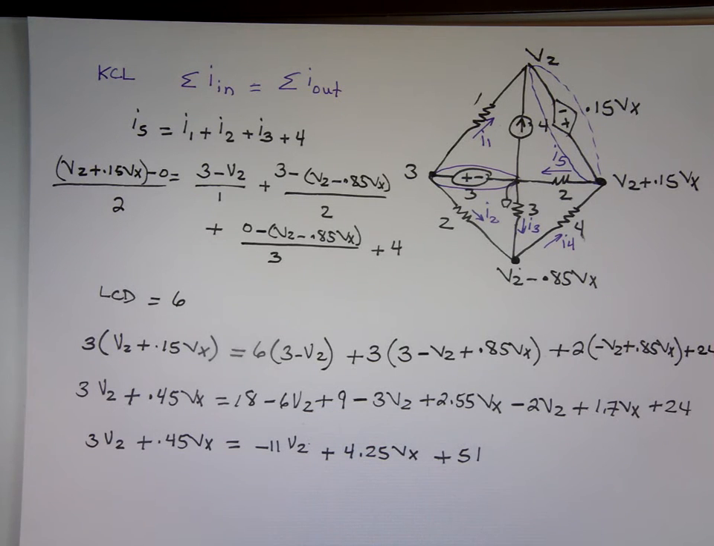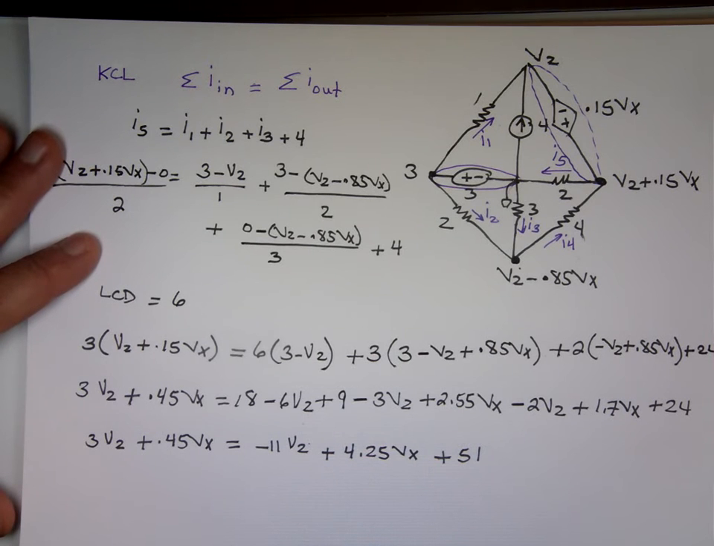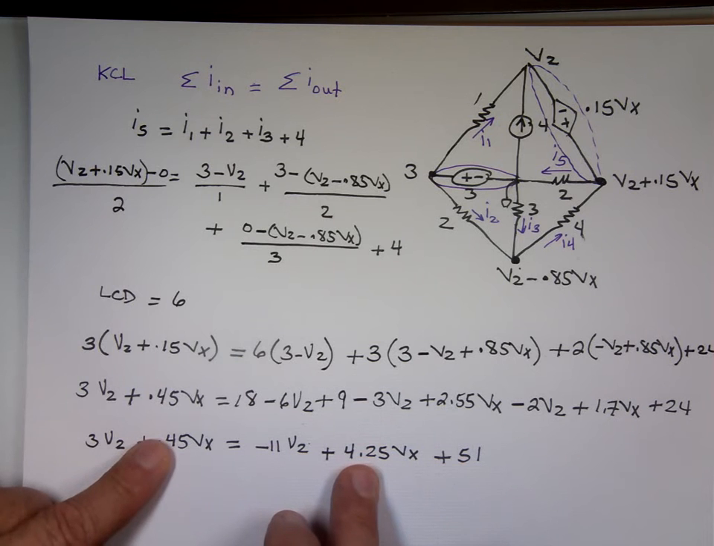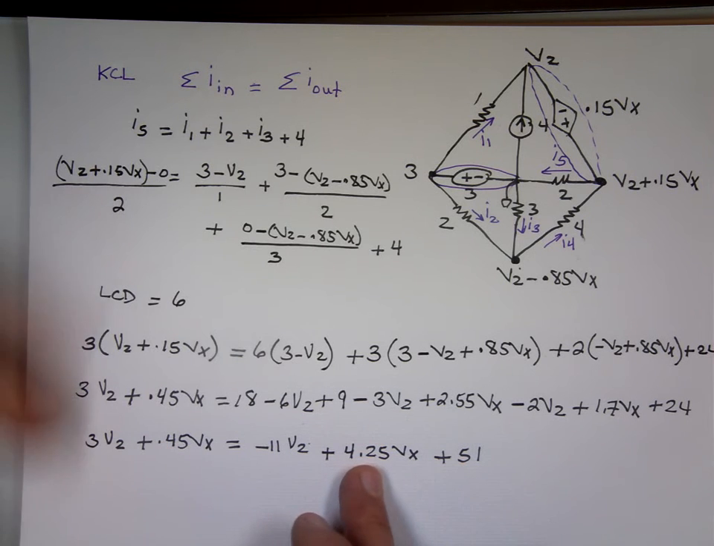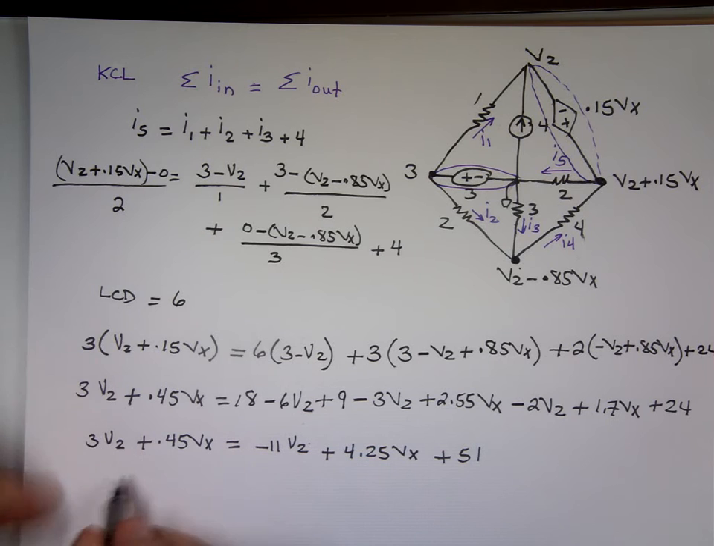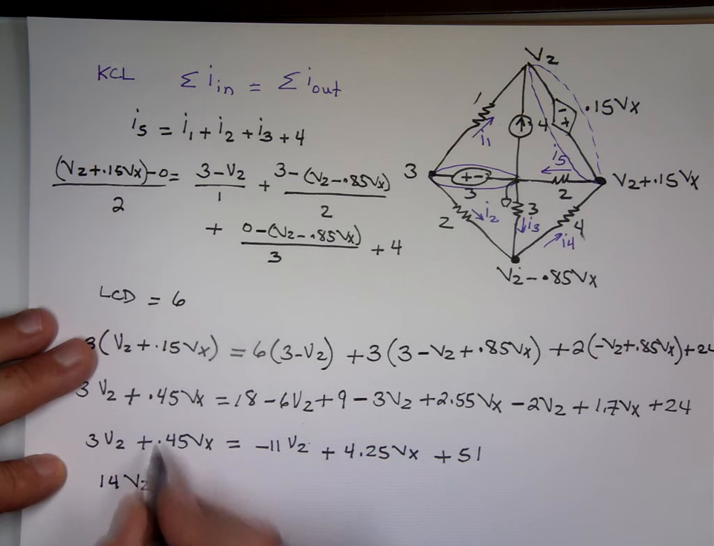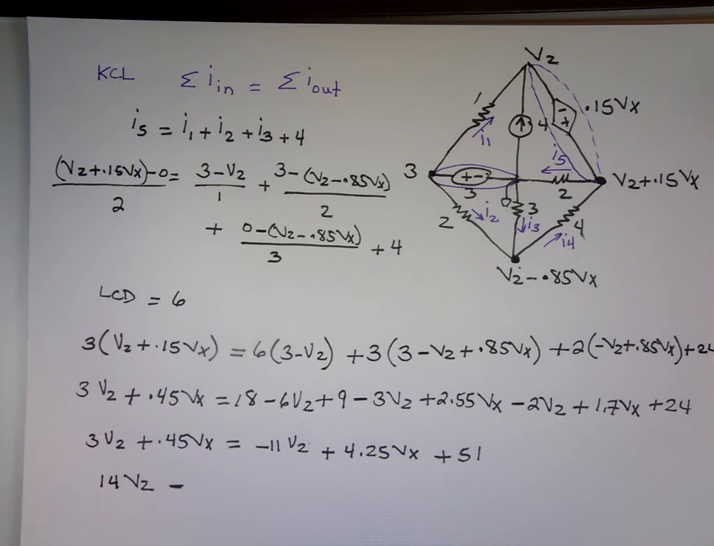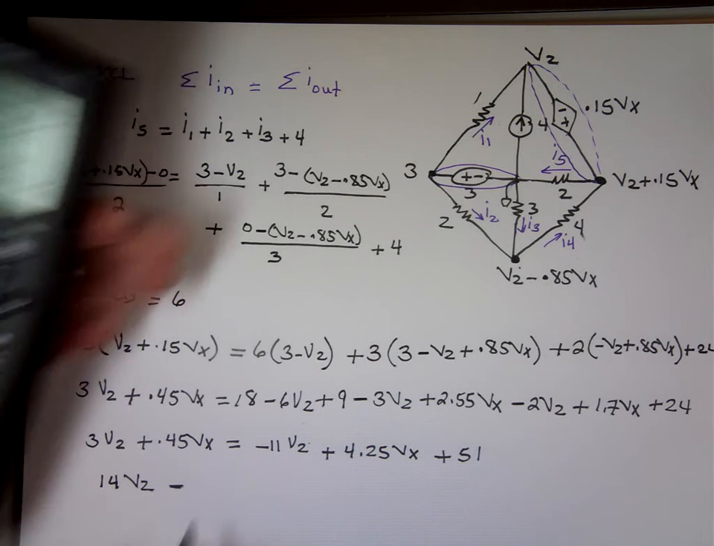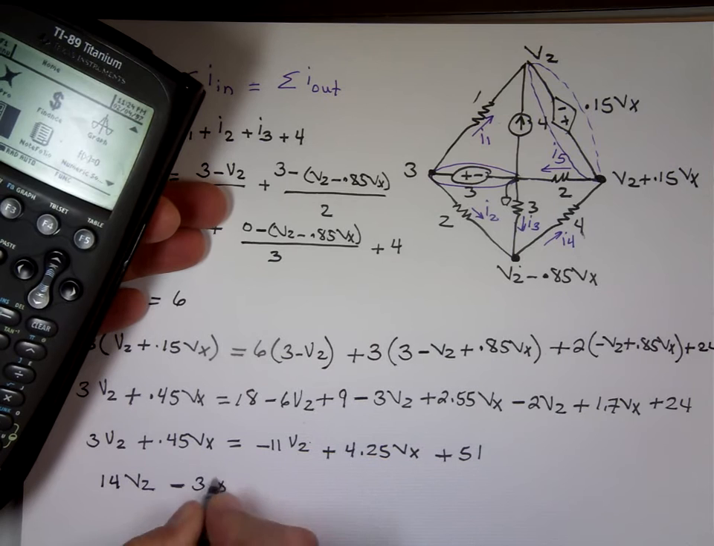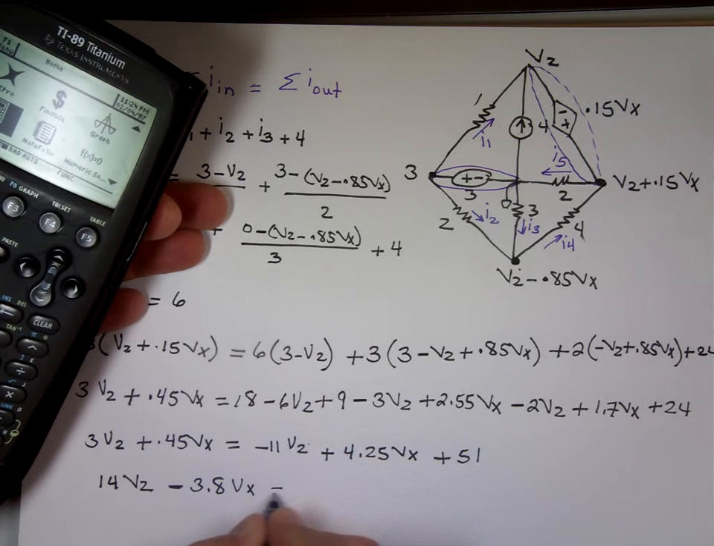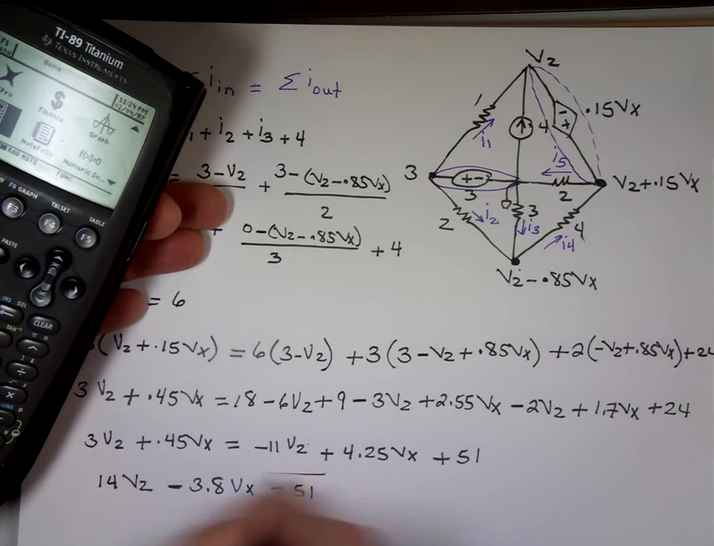Move everything to one side. Oh, look at this. Oh no, I thought it was 4 point. I thought these numbers were the same. I said perfect, but it's not. My eyes are bad. I said, oh, cancel. So bring this one here. That becomes what? 14V2. When you bring this to the side, it becomes a minus. Let's see what that number is. 3.8 Vx equals 51. That's the first equation.